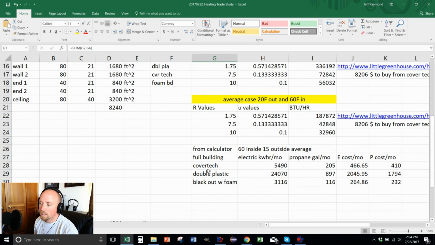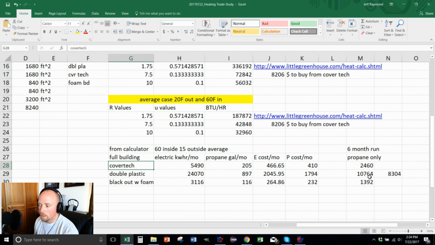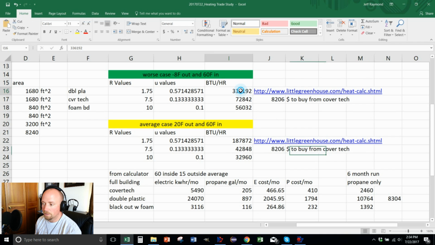So I'm looking at the CoverTech as my leading solution right now, which means we're looking at a propane bill of roughly $2,460 for the 6 month period, which brings us down into the affordable side of things. Otherwise, I'm not even going to calculate the propane for 337,000 BTU per hour for 24 hours a day. That's nuts.